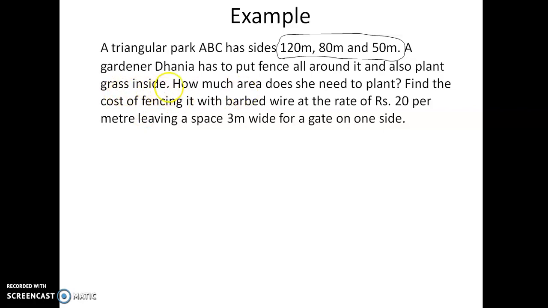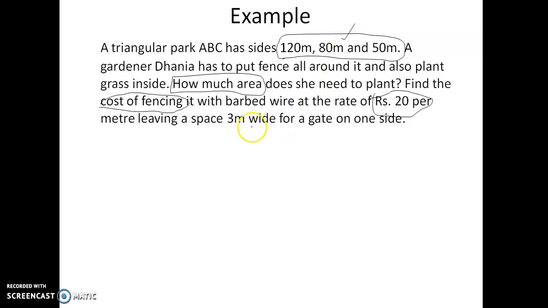So how much area? They're asking for the area first. How much area does she need to plant? And find the cost of fencing. They're asking the cost of fencing also. Rupees 20 per meter is given. Okay, so here the lengths of the three sides of the park are given.